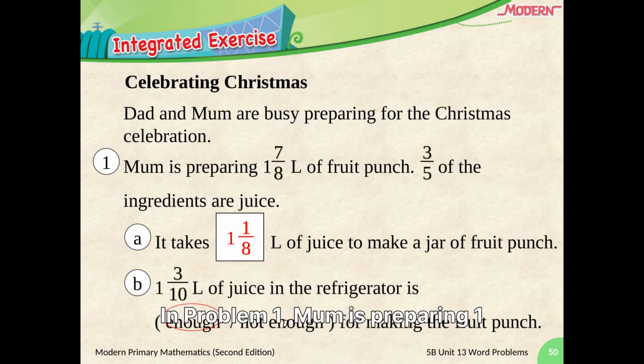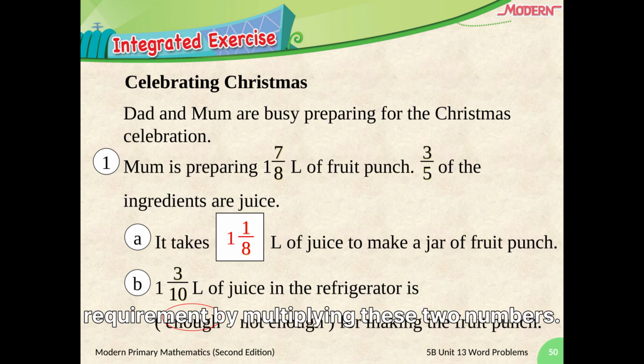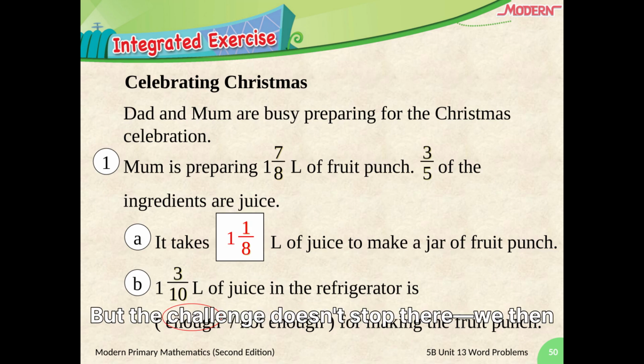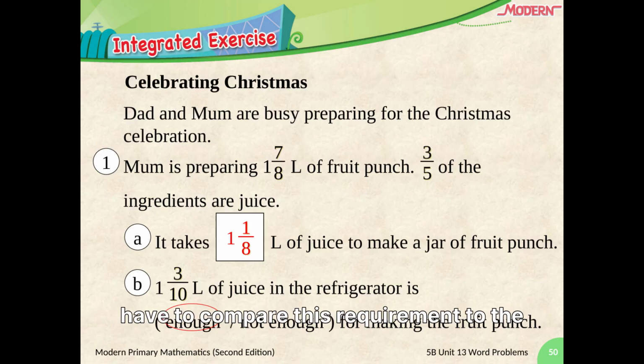In problem 1, Mom is preparing 1 7/8 liters of punch, and 3/5 of it is juice. First, we must calculate the exact juice requirement by multiplying these two numbers. But the challenge doesn't stop there. We then have to compare this requirement to the 1 3/10 liters currently in the refrigerator.